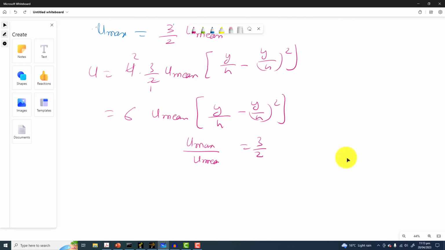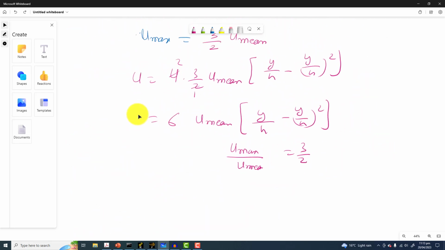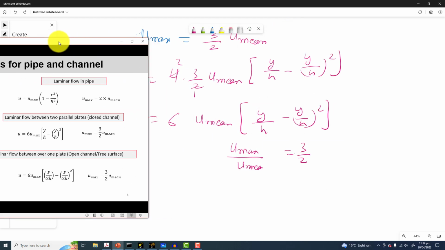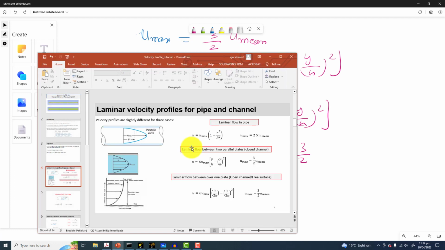Okay, so u is 6 times u mean, y by h minus y by h whole square. This is exactly same as shown here. So 6 u mean, y upon h minus y upon h whole square, and u maximum is equal to 3 by 2 u mean. So this is equal to 6 times of the u mean.